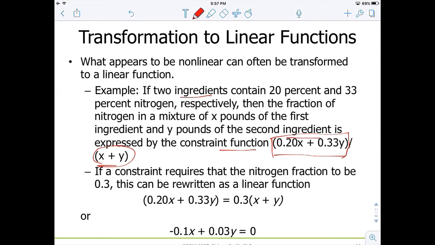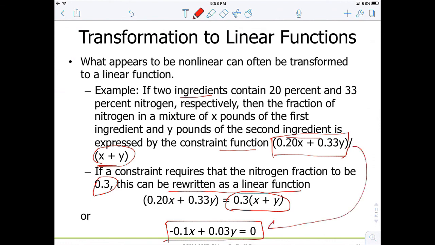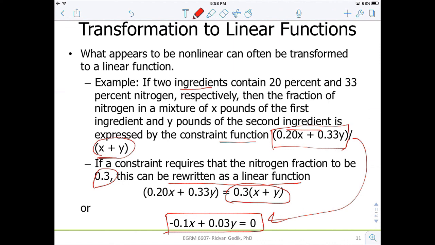But what you can do is that, okay, there is also a continuation of this constraint. It says that if a constraint requires the nitrogen fraction to be 30%, this can be written as a linear function, because the 30% of nitrogen can be equal to this one, right? So if you rearrange the terms, you can easily get this linear function. So it's originally nonlinear, but now we can make it linear. Okay, this is just a quick transformation.